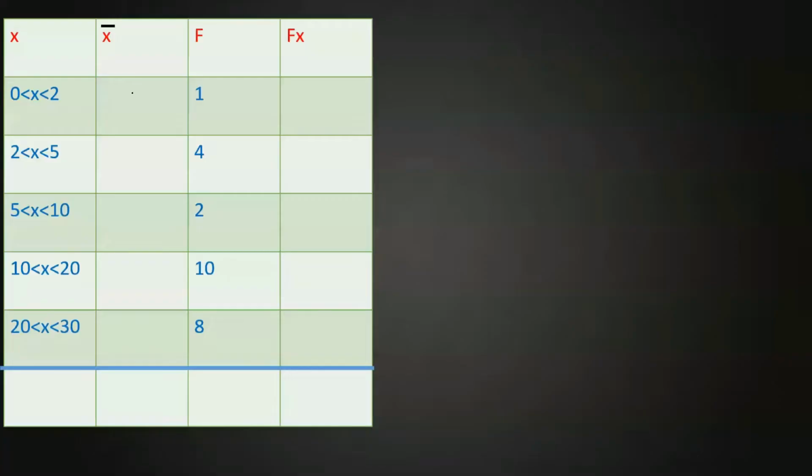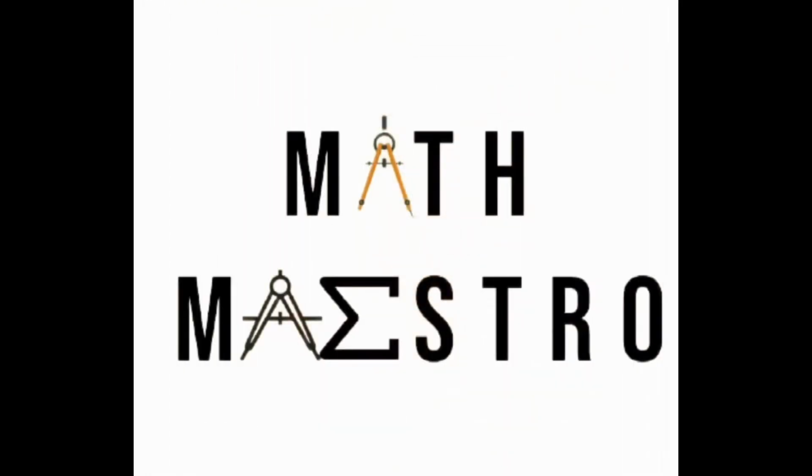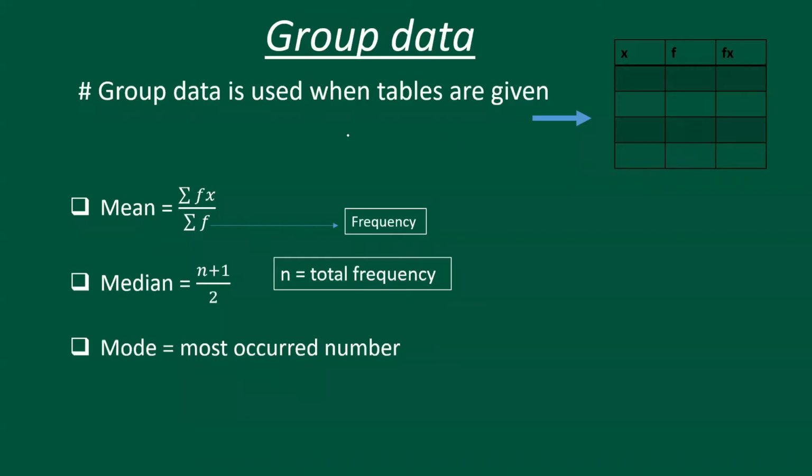Statistics is ridiculously easy, but if you think it's getting a lot difficult for you to understand, then this video is for you. So in this video, we're going to learn how to find out mean, median, and mode in a group data.